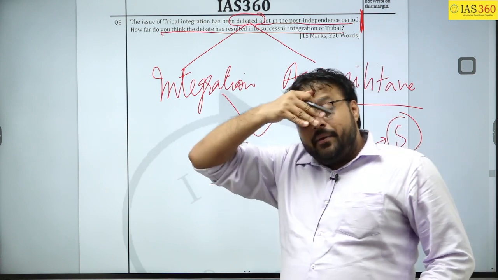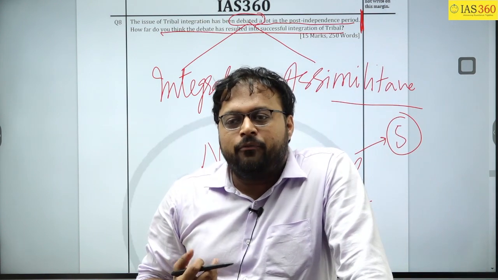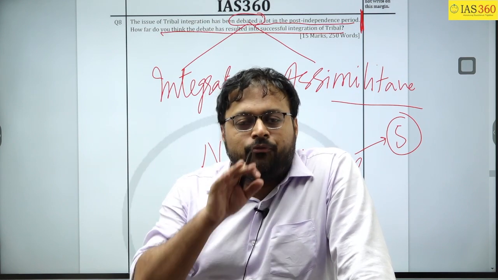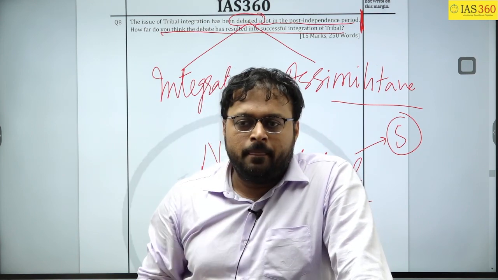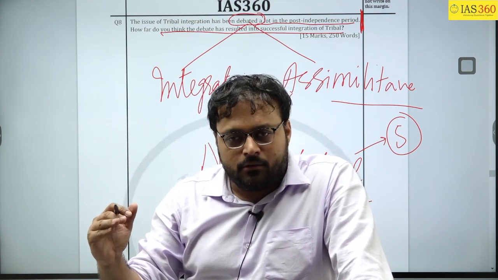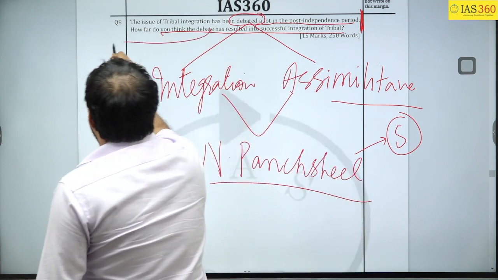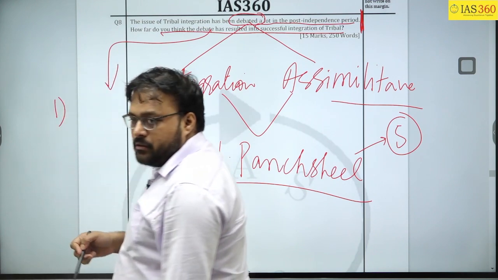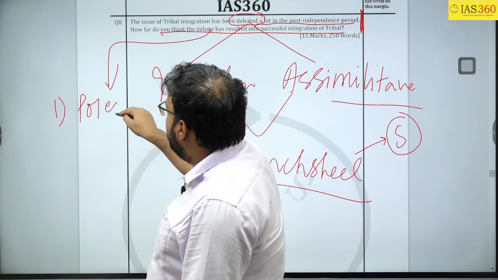Now in the debate you will not be able to write, because you don't know whether we have followed the integrationist or assimilative approach, but we know the 5 features of the tribal Panchashil that we have followed. So after writing this, you will maintain the flow and you will talk about this debate having resulted into the successful integration of tribals. Then you will talk about their political empowerment.